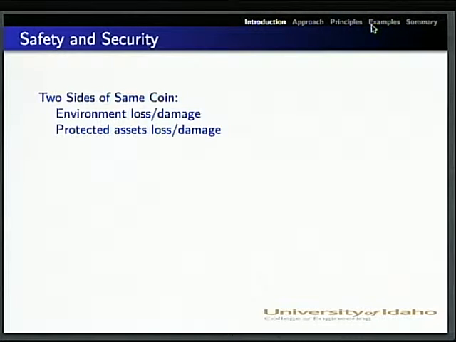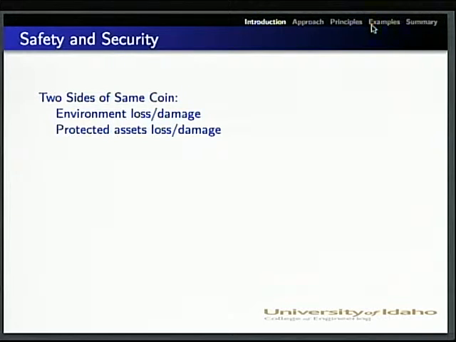I wanted to talk a little bit further about the relationship between safety and security. In reality, safety and security are two sides of the same coin. And the reason we're trying to stress this is because there are many techniques that have been developed in the security community that could be used for safety and vice versa.